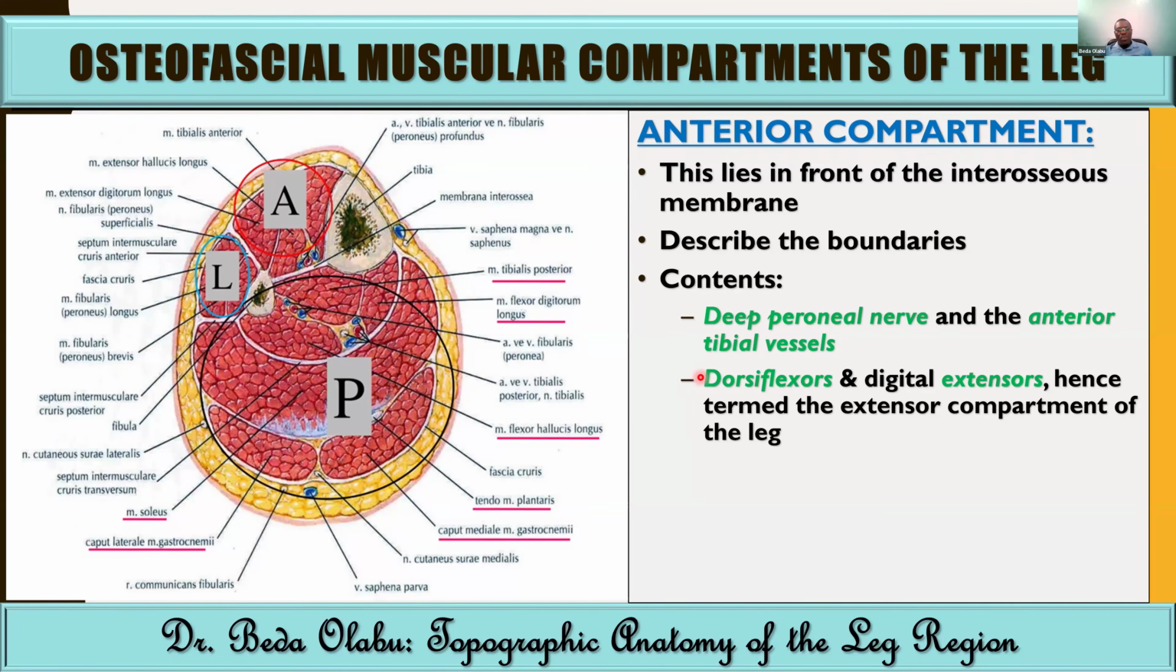So some of the tendons that cause dorsiflexion still continue to go to the toes and cause extension of the toes. When the toes go up, we call that extension of the toes. And so that's why this muscle group is called the extensor compartment of the leg. Four muscles are found in this territory.